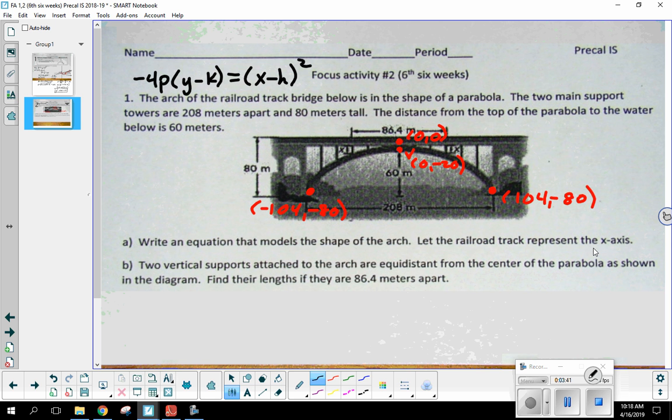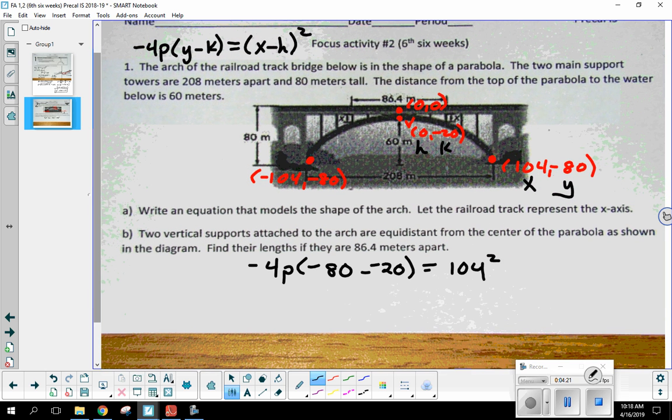That's okay. All right. So we're going to go ahead and plug in everything. And it doesn't matter, again, what point you use. 0, negative 20, that's going to be my h, k. And whether I use the negative or the positive, I'm going to go ahead and let's make that my x, y coordinate. Okay, let's use that one. So I'm going to go ahead and plug these 2 points in here. So this is going to give me negative 4p times... Okay, so I want y minus k. So I'm going to go ahead and take negative 80 minus negative 20. I'm just going to go ahead and substitute right now. And I'm going to set it equal to x minus h. So that's 104 minus 0. So I'm just going to go ahead and say 104 squared.